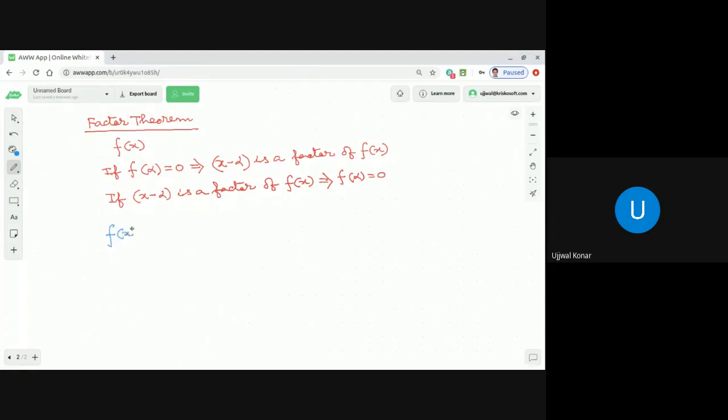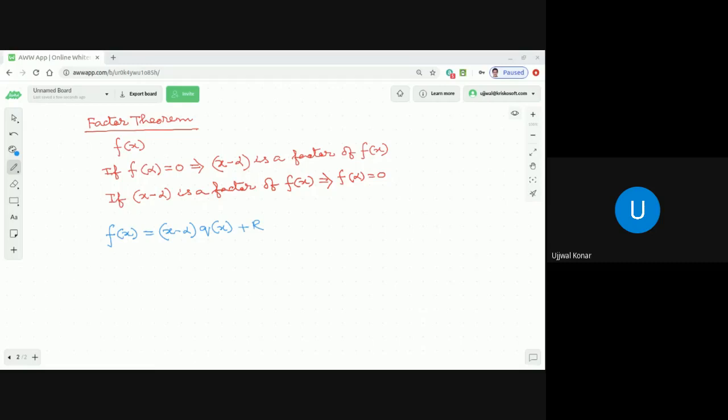We are dividing a polynomial f(x) by x minus alpha. Then what will we get? f(x) equals x minus alpha into q(x) plus r, where q(x) is the quotient and r is the remainder. Let me repeat. Suppose there is a polynomial f(x) and you are dividing it by x minus alpha. You will get f(x) equal to x minus alpha into q(x) plus r, where q(x) is the quotient and r is the remainder. Clear or not clear? Yes, absolutely, sir.